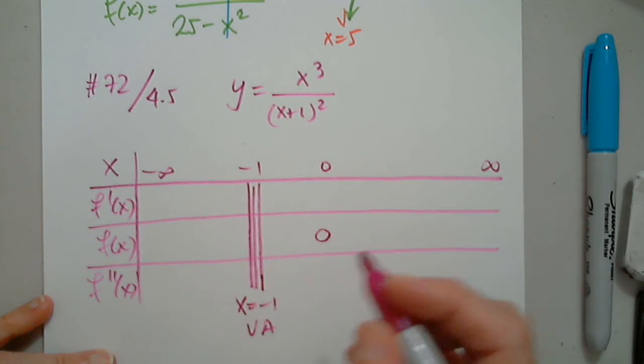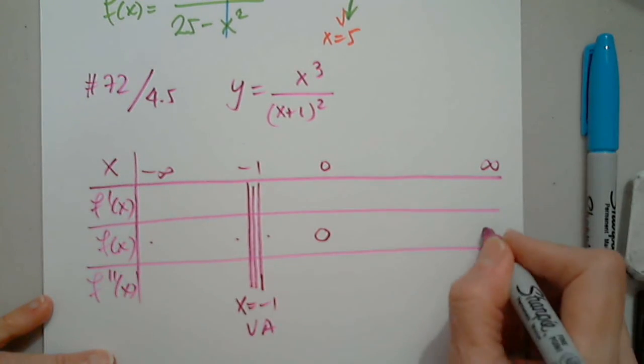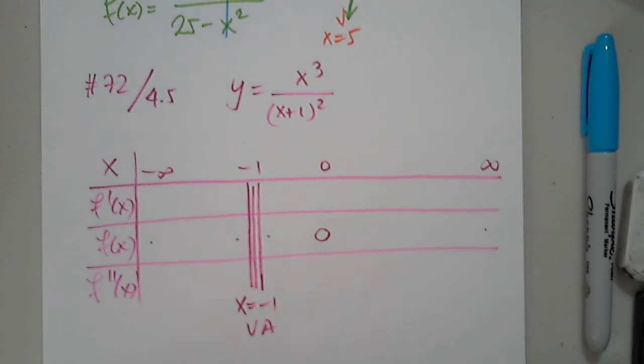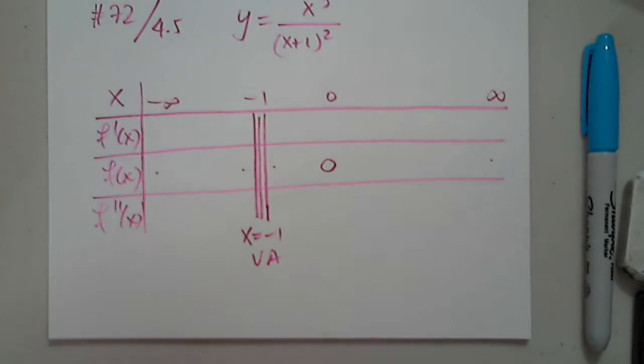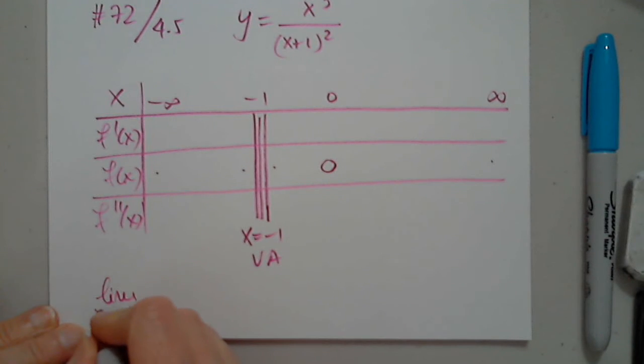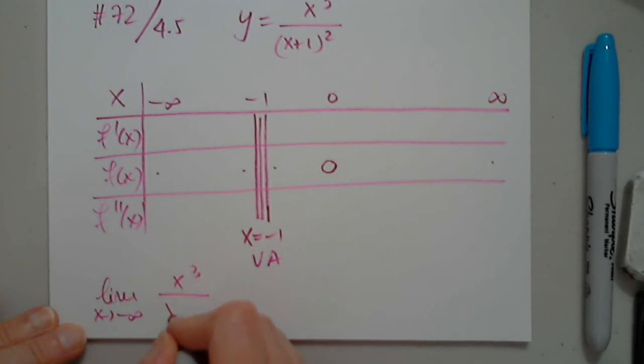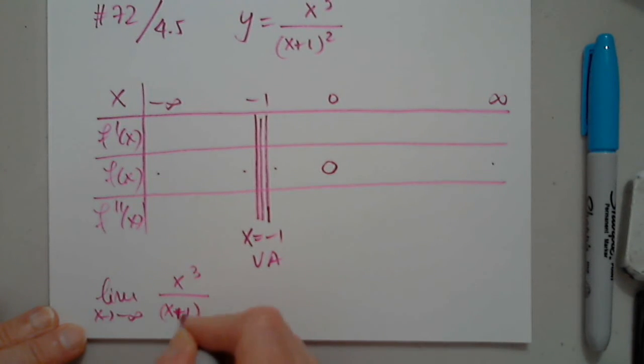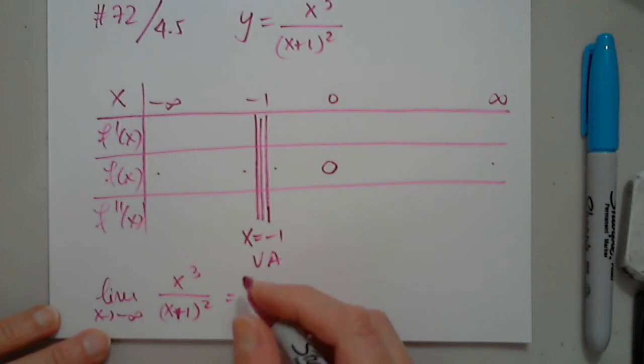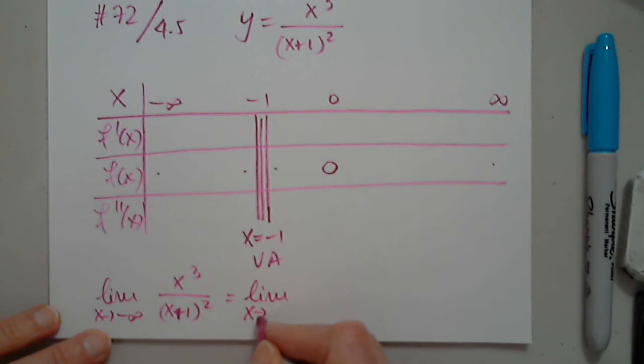Now, all I need to determine about the function are these limits. And then I can move on to the first and second derivatives. So let's find the limits. Limit as x approaches -infinity of x to the third over x plus 1 squared. This is infinity over infinity. I will use L'Hopital's rule.